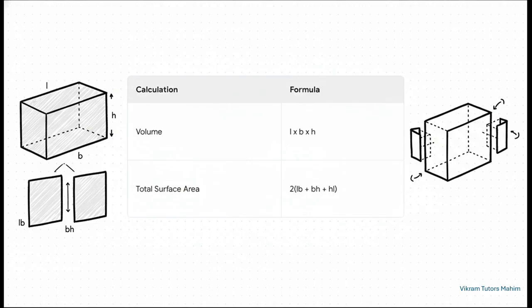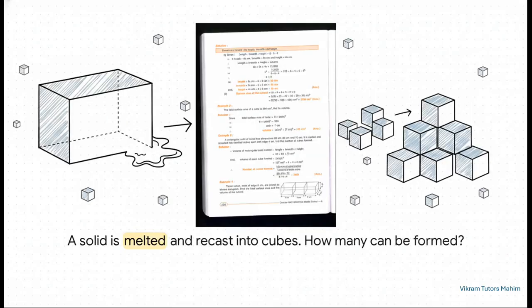The formula simply calculates the area of each of those 3 unique faces, adds them up, and then multiplies the whole thing by 2. Okay, time for a little puzzle that combines what we've learned. Imagine you have a big rectangular block. You melt it all down, and then you use that material to make a bunch of tiny little cubes. The question is, how many of those tiny cubes can you make?